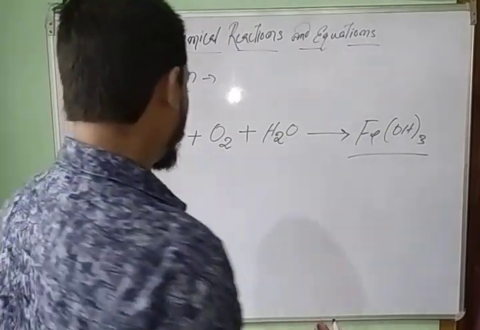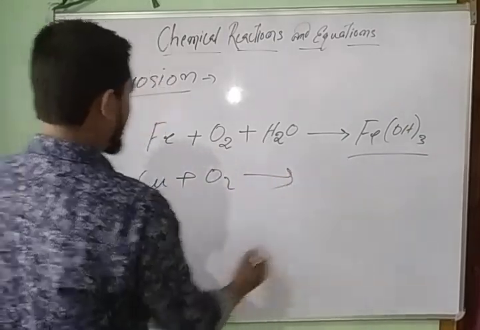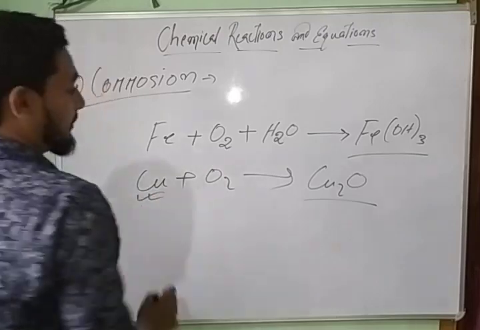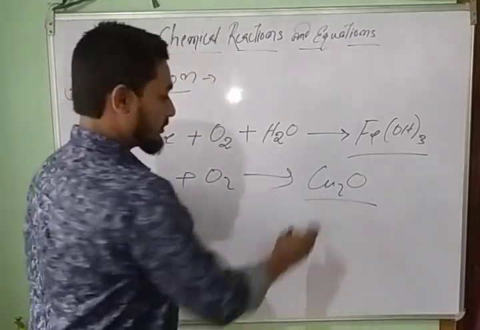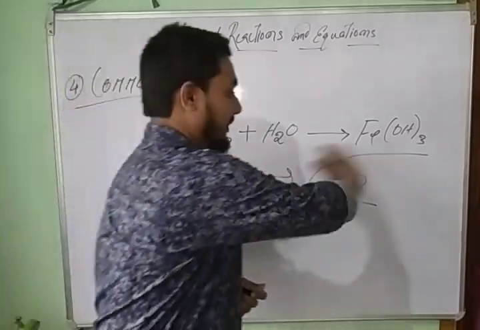In case of copper, it reacts with oxygen and will form copper oxide, and in this way pure copper gets corroded, forming copper oxide, right? And iron is corroded in this way.